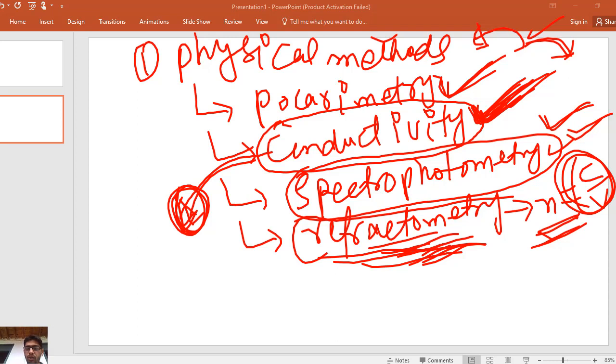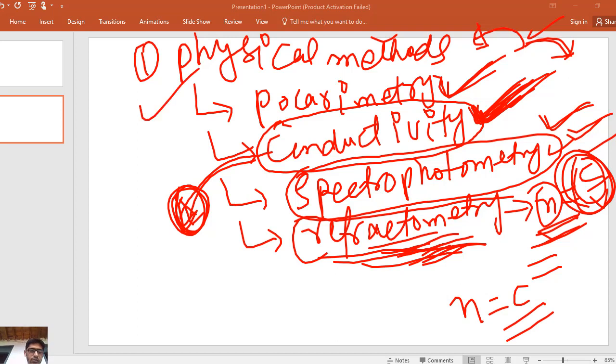The refractive index is the ratio between the speed of light in vacuum and the speed of light in the solution, so it depends on the speed of light. If the speed of light increases or decreases, then the refractive index of the material will decrease or increase. When a constant refractive index is reached, the equilibrium concentration in the solution has been reached. So these are the physical methods.